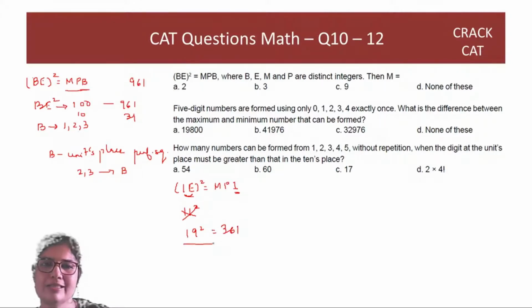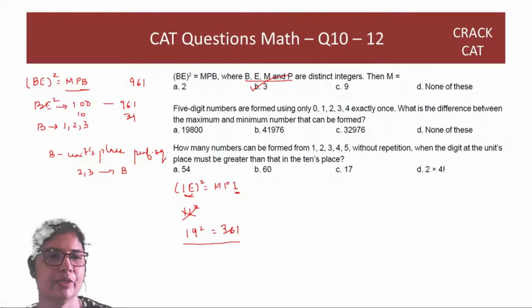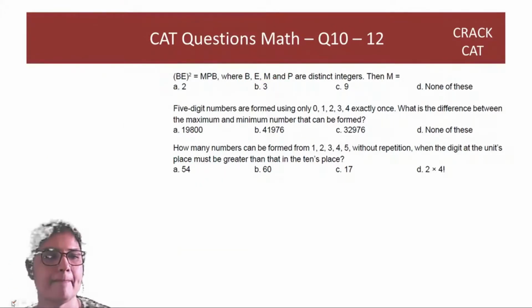You have all 4 digits are distinct integers. And hence m is 3. You get a unique solution and m is 3. Great. Next question.